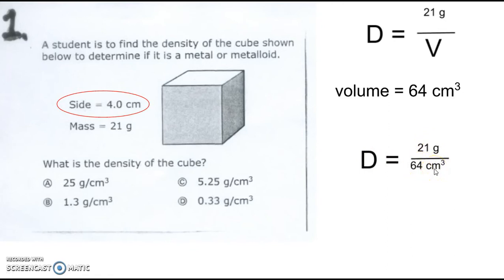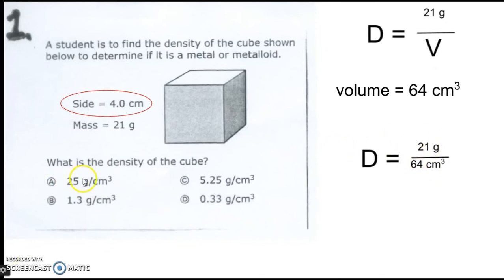That problem is ugly. If you want to solve this the regular way, you've got to do 21 divided by 64. And you can tell right away, since the numerator is less than the denominator, it's going to be a decimal. Well, let's take a look at our answer choices.